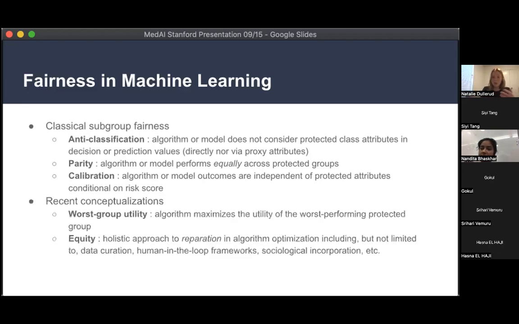I do want to make a note, because it is worth mentioning, that there are more recent conceptualizations of fairness or repairing bias. The ones that I list here are definitely not exhaustive, but these challenge classical notions of fairness in machine learning literature. The ones I listed here are worst group utility, which is essentially maximizing the utility or performance of the worst performing group, and algorithmic equity, which is more complex and accounts for human bias in a variety of ways.